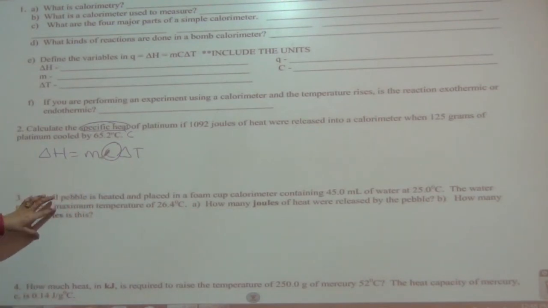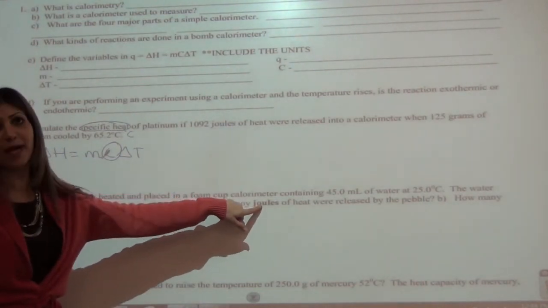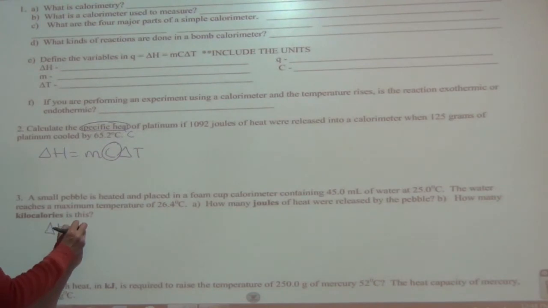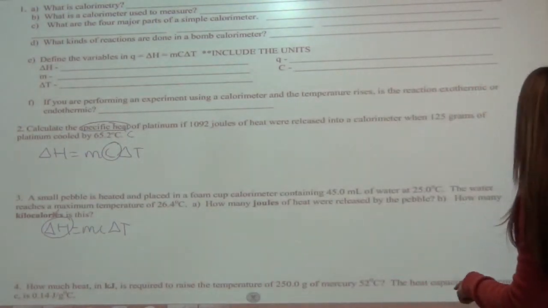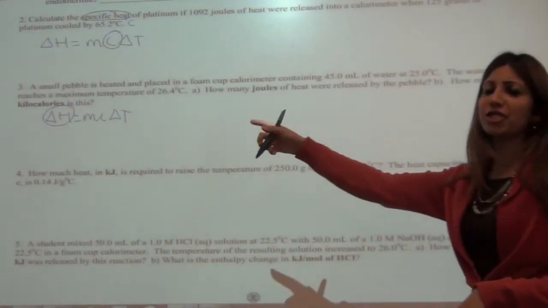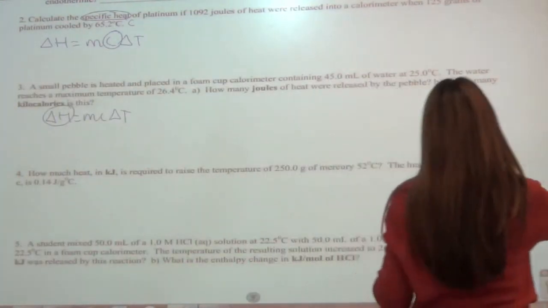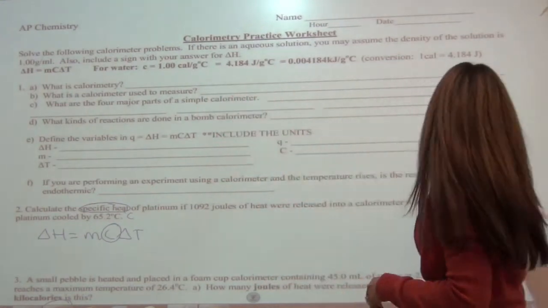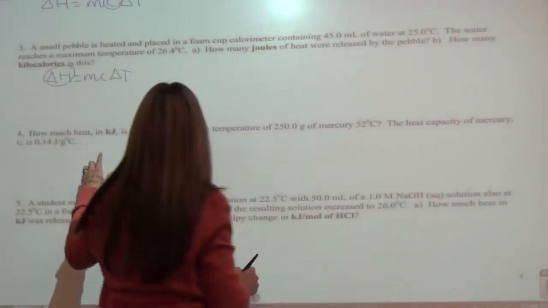So just take a look in this problem here. They're asking you for joules. So what do you think you're looking for in this problem if you're asked for joules? What in delta H equals MC delta T are you looking for? The delta H. Awesome. Then it says, how many kilocalories is this? So just switch to kilocalories, and if you go up to the top, it'll tell you that there are 4.184 joules in 1 calorie per gram degree Celsius. So it's just 4.184 to 1, okay, for a conversion.